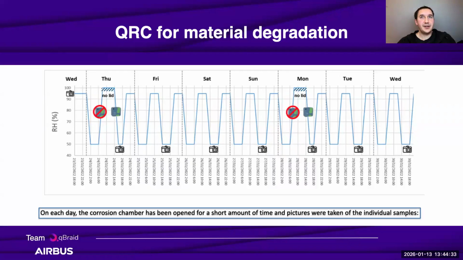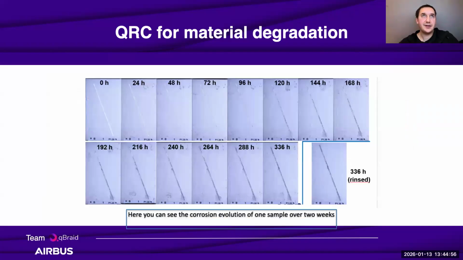So here, every 12 hours or every day, they open the box, take a picture, and then quickly resume the cycling process to obtain the information needed to characterize the degradation that is occurring. So this is what the degradation looks like. You start from just an etch on your system at 0 hours. And as you can see, the corrosion continues throughout the 14 days, over 2 weeks.